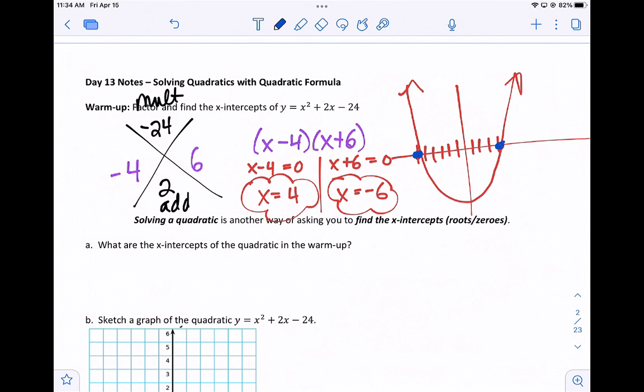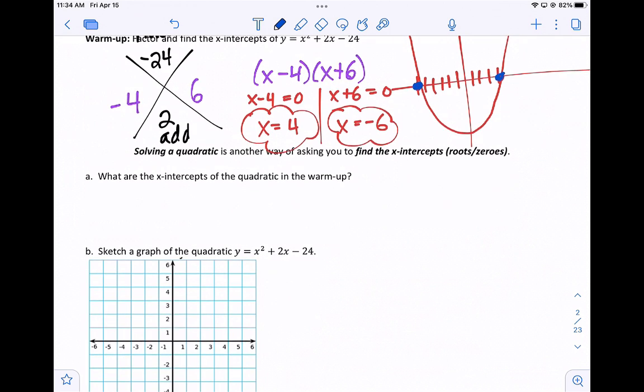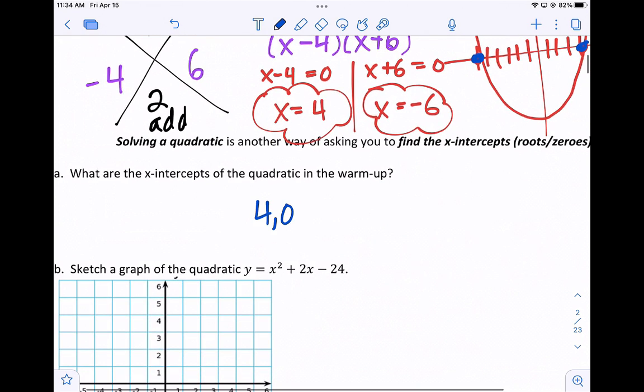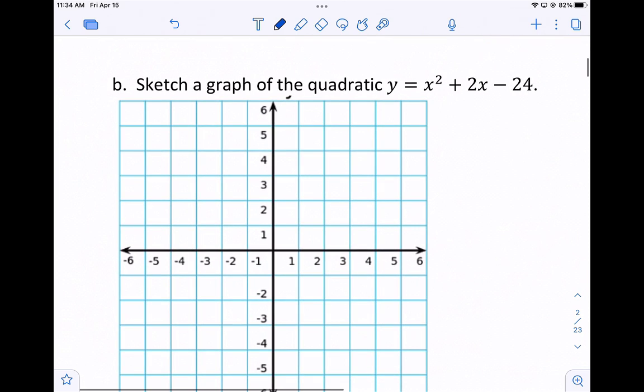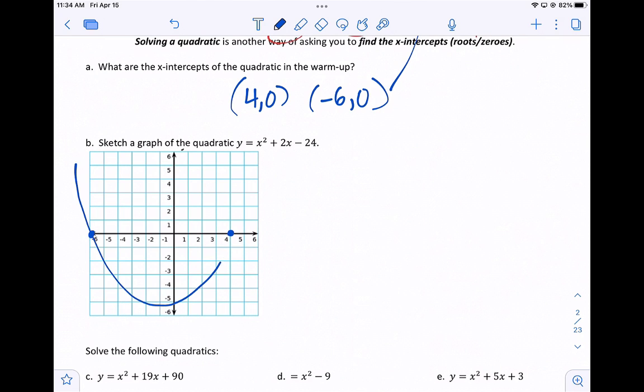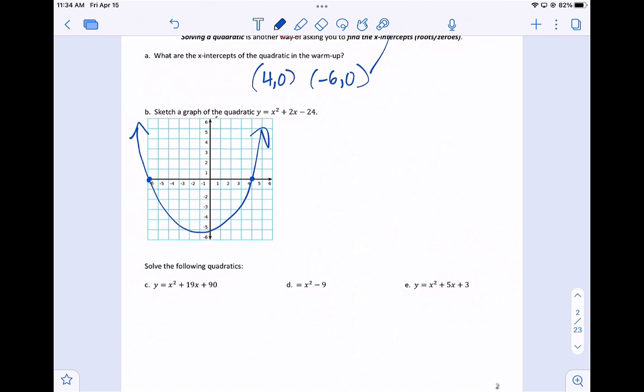So A, it says, what are the x-intercepts of the quadratic in the warm-up? And we already found them. They're at 4, 0 and negative 6, 0. And it says sketch the quadratic. Oh, I guess I didn't have to sketch it there. We could have done it here. So negative 6 and 4. We don't know the vertex, so we'll just sketch it. We know it's a smiley face graph.